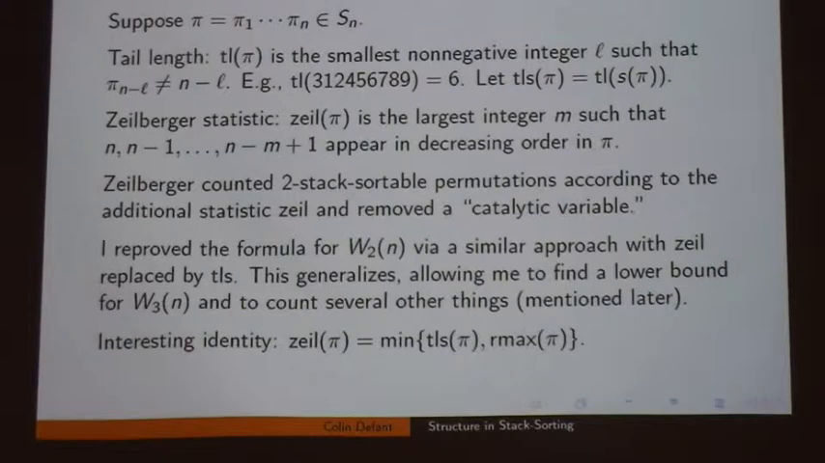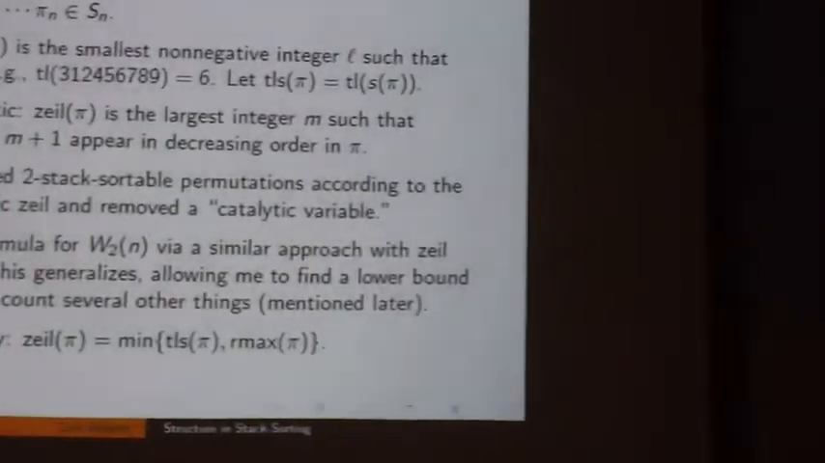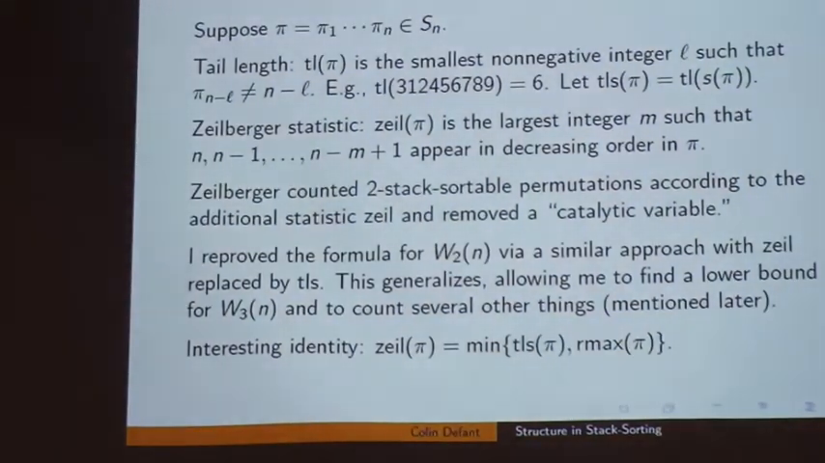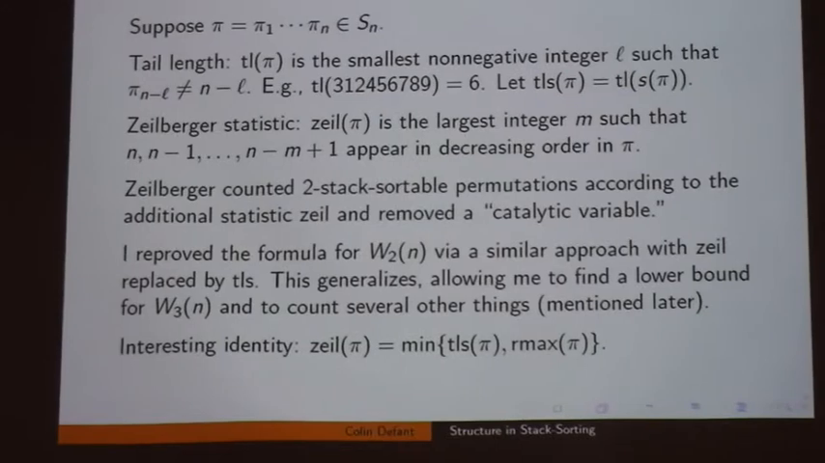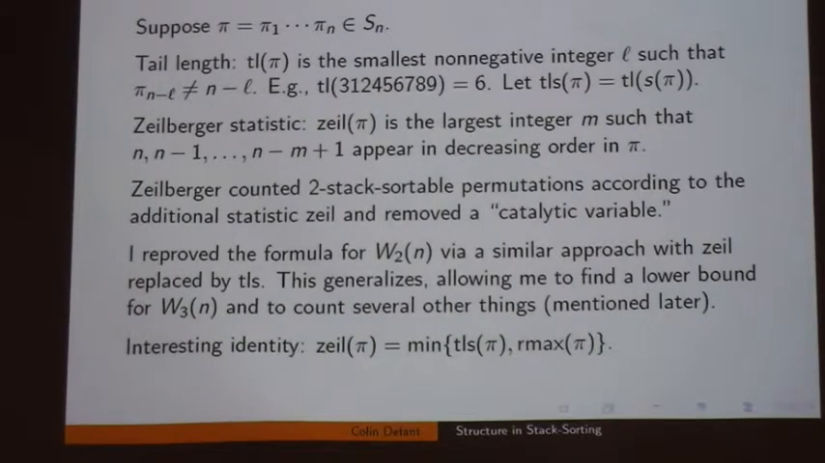So okay, I wanted to say that there's an interesting relationship between xyl and TLS actually. It's that xyl of pi is actually the minimum of TLS and Rmax of pi, where Rmax of pi is the number of right-to-left maxima in the permutation. A right-to-left maximum in a permutation is just a number in the permutation which is bigger than everything to its right. So you count up the number of right-to-left maxima in the permutation, that's Rmax of pi, and then there's this cute little identity that shows that these are sort of related in some sense.